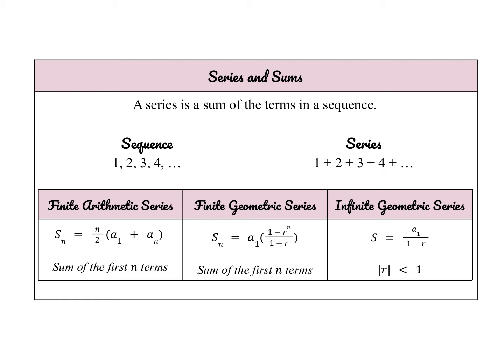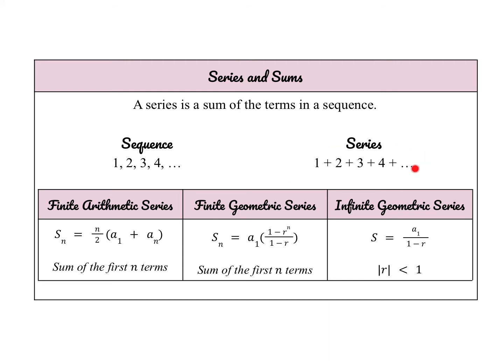Alright, so today, instead of focusing on sequences, we're going to be focusing on series. A series is simply a sum of the terms of a sequence. A sequence looks something like this. Remember, it's just an ordered list of numbers. So essentially, instead of being separated by commas, now it's being separated by plus signs or minus signs because we're finding the sum of the terms in that sequence. So this is what a series looks like.